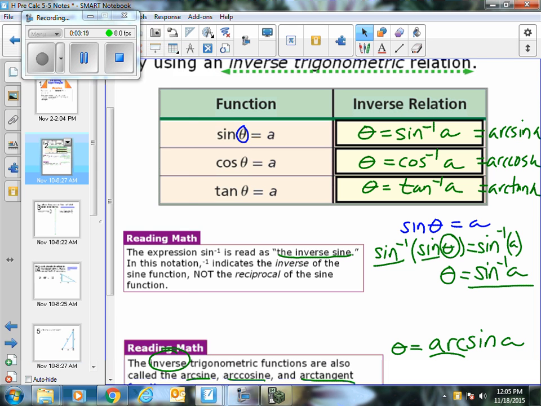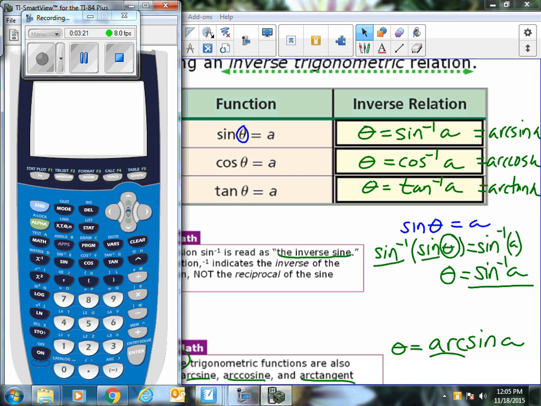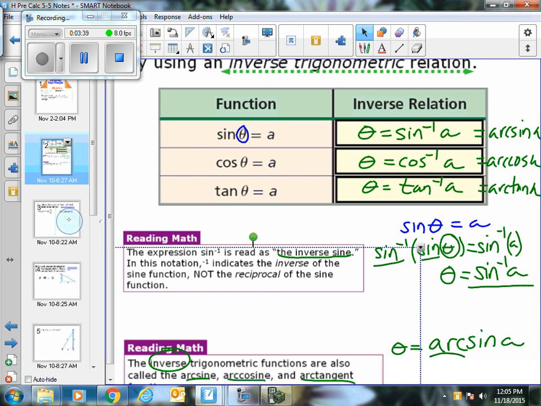On your graphing calculator, take a look above your sine, cosine, and tangent keys. That's inverse sine, inverse cosine, inverse tangent. Those are the buttons we're going to be using when we're solving for our inverses. Okay, so let's take a look at some examples that we might be able to do to illustrate this.